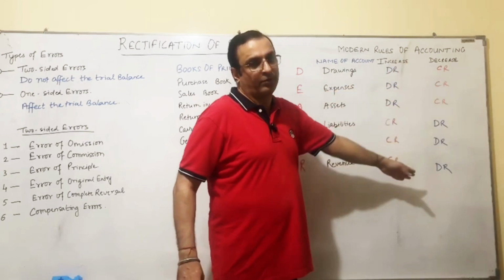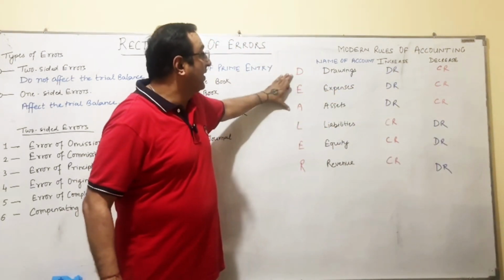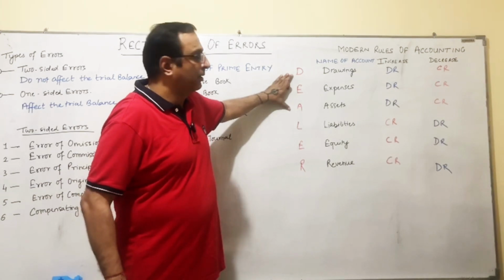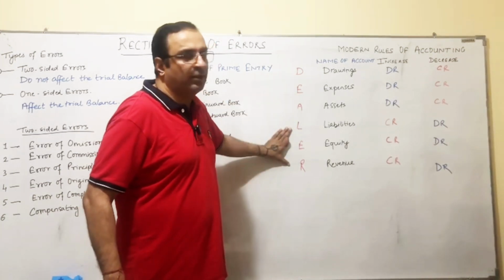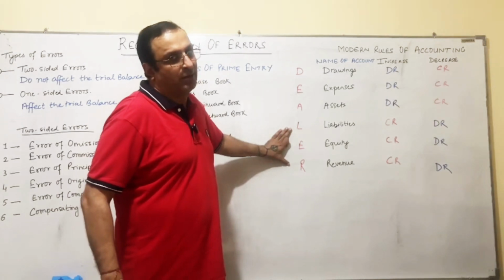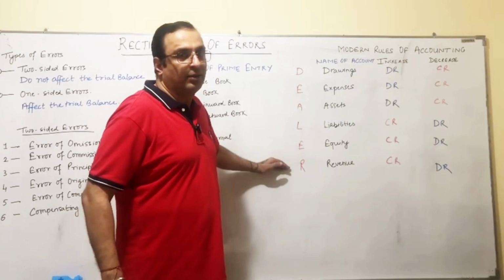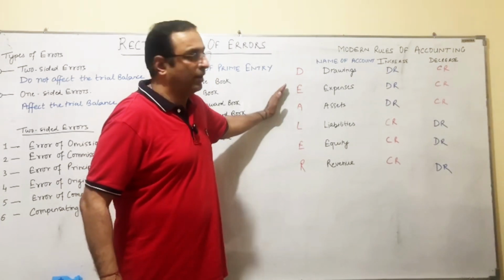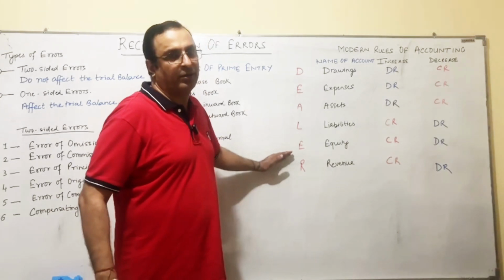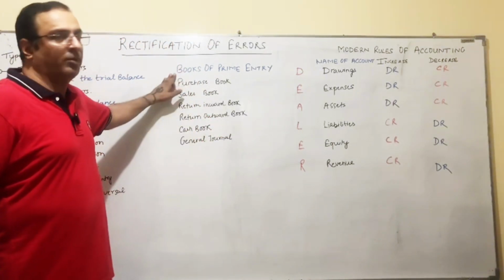obviously, opposite. You can observe one thing, that the first part DEA has the same effect and the second part LER has the same effect. So we can divide it in two parts and memorize in this way. Dealer, the word dealer, half has the same effect and the other half has the same effect. Right? After this, you should know the books of prime entry.